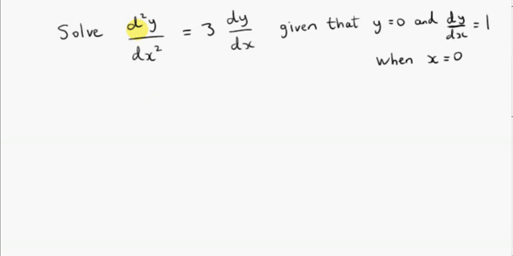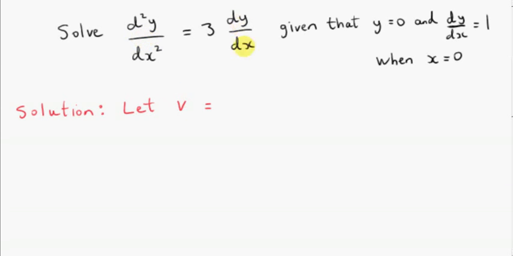A second order differential equation is a differential equation with a second order derivative. So here we have a second order derivative. In this differential equation you can see that there's also a first order derivative. Now we will only deal with separable second order differential equations. What we will do is reduce this second order differential equation to a first order differential equation by making a simple transformation.